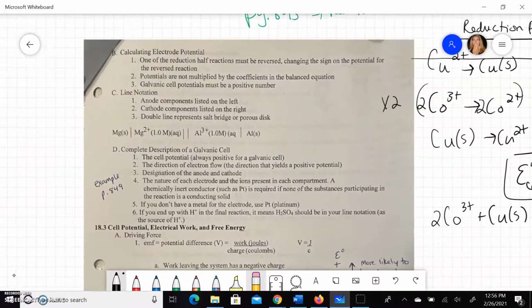All right, let's go back over here, and you need to know how to do the line notation, which is a way of showing what's going on in these electric cells. So first of all, you're always going to put the anode on the left and the cathode on the right.